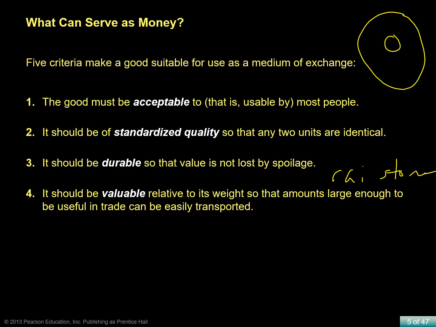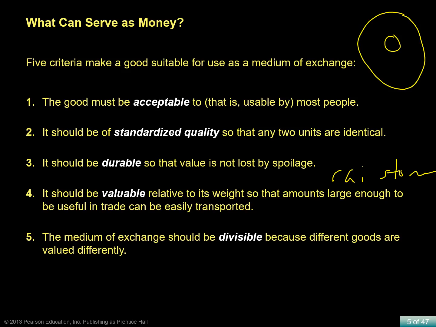So you could own a piece of currency that's 1,000 feet below the surface, but it's still acceptable to them. And then lastly, the medium of exchange should be divisible, so different goods are valued differently. So this allows for us to have more equitable distribution of pricing.